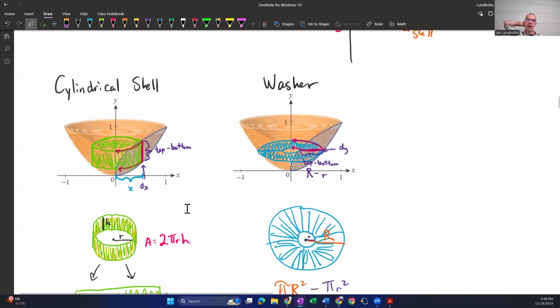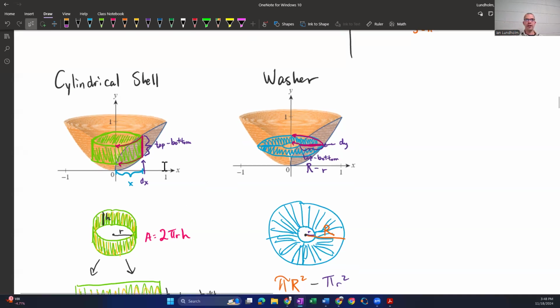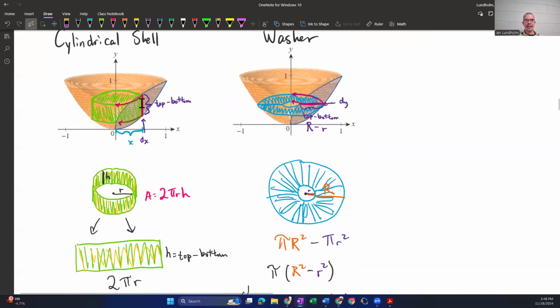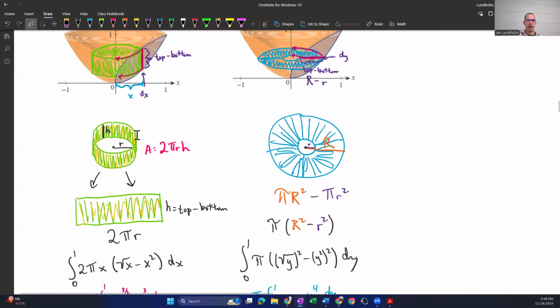And I want to examine how these cross-sectional areas relate to the line segments that we've highlighted. So here's our little dx line segment. If we rotate it around, we make a cylinder. And here's that cylindrical shell. Notice that it's got a circular shape and the radius is, we're going to call it little r. We're going to call the height of the cylindrical shell h.